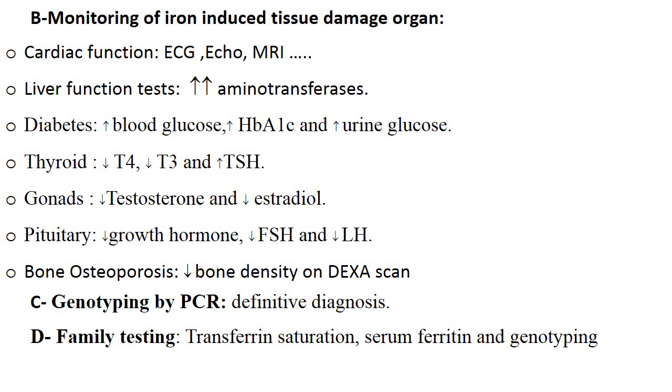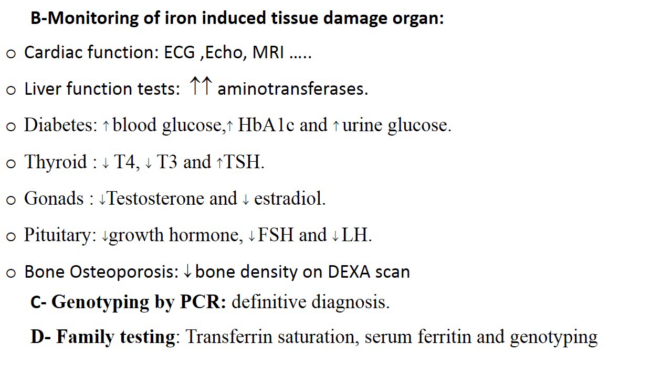The second step is detection of tissue damage caused by iron overload. This can be detected by organ function and measurement of serum levels of hormones, or radiological tests on bone and heart and ECG. The third step is detection of the cause of iron overload by genotyping. Genotyping by PCR will give a definitive diagnosis.